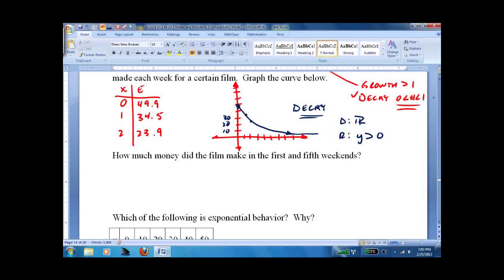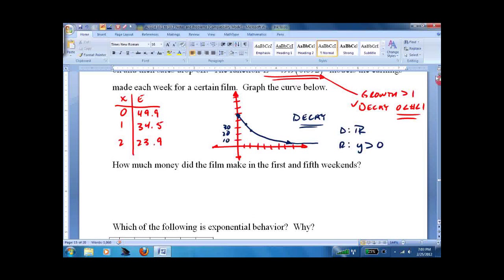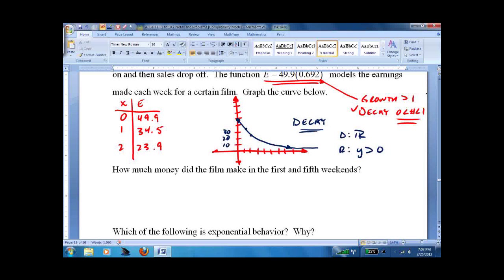So, if you want to know how much money it made, got to keep the equation where I can see it. The first weekend, it made $49.9 million. Now, the fifth weekend's a little tricky because that would actually be putting in x equals 4, because the first weekend was x equals 0. So, got to watch out for that.